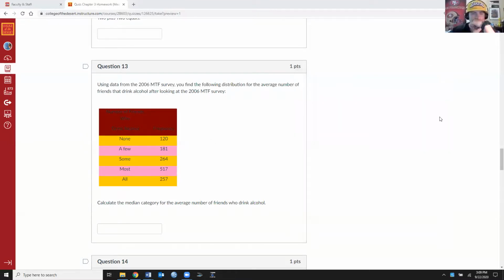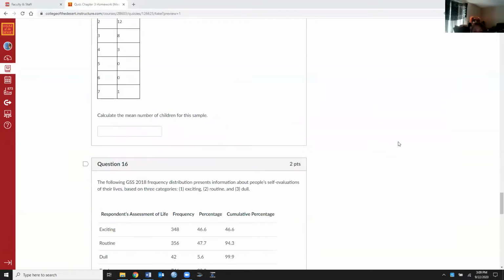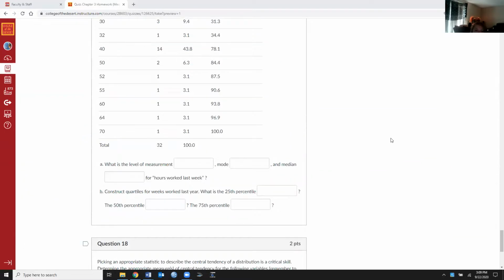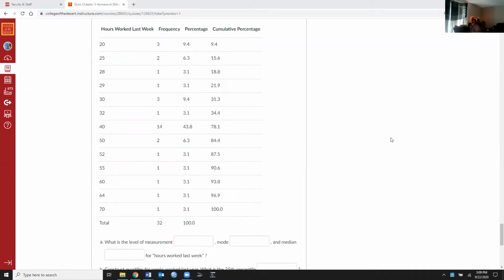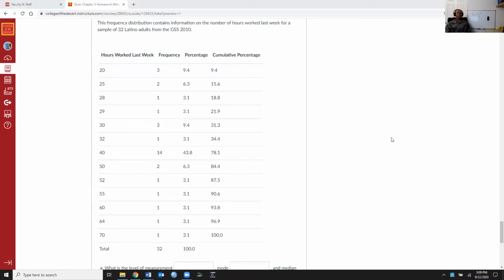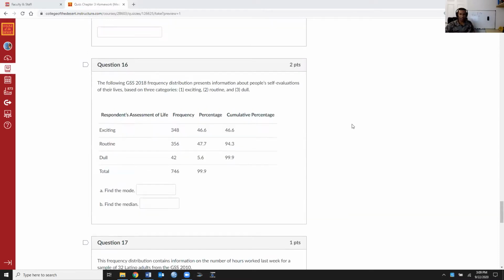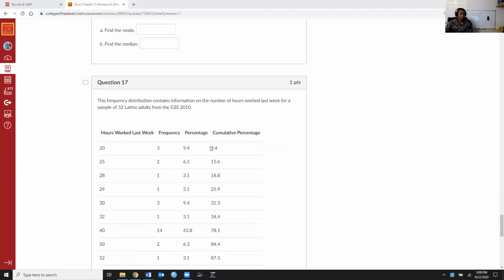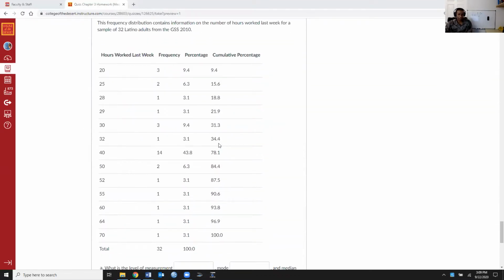Anybody have any questions before we get out of here? I think it was the last question on here, the 25th percentile. I was having trouble with that one. Okay, good. So like I said, if you were running into an issue, this is somewhat similar to what you see up here, but the percentages have already been calculated and the cumulative percentages have already been calculated for you.